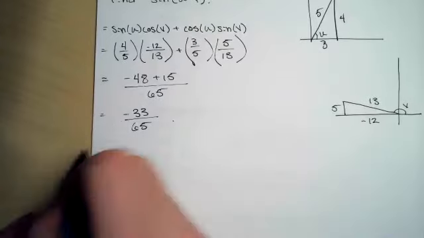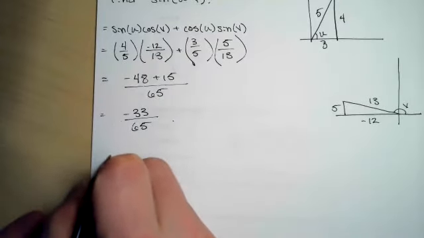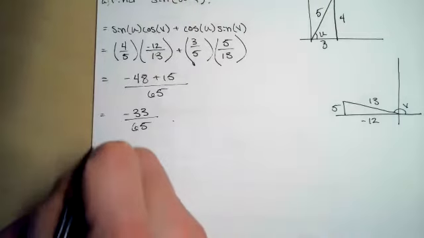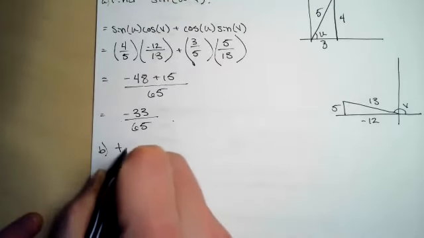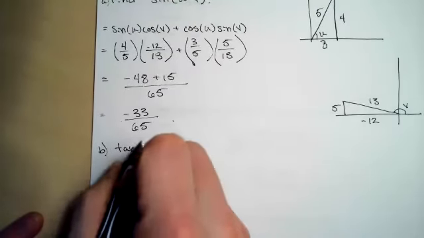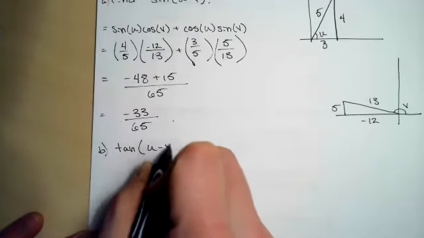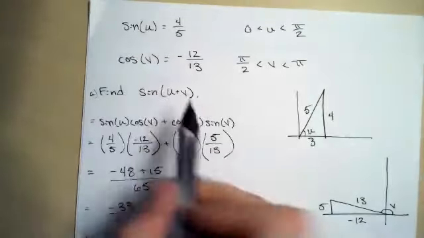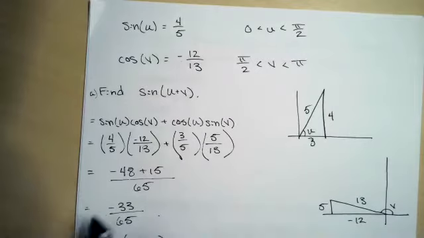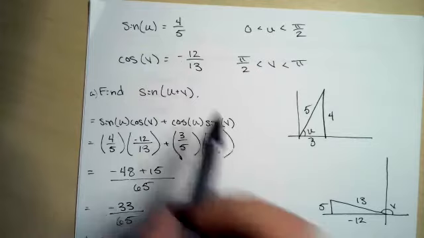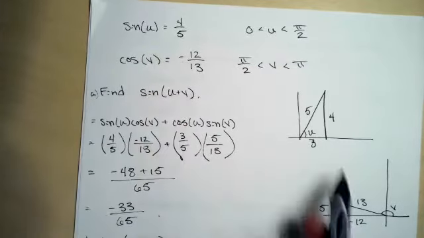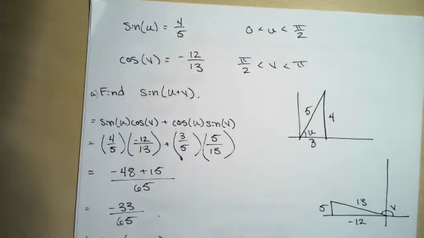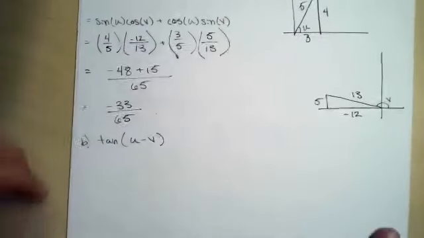So let's say we've got, well, let's call this part A. Part B, let's do one for tangent, just for the sake of doing a tangent one. Let's say u minus v. Nice thing about these types of problems, you will see this. Sometimes they'll say, given this information, evaluate, and they'll have maybe multiple parts, and sine of u plus v, tangent of u minus v. Nice thing is once we're given information about u and v and have the triangles, we don't have to do that again.